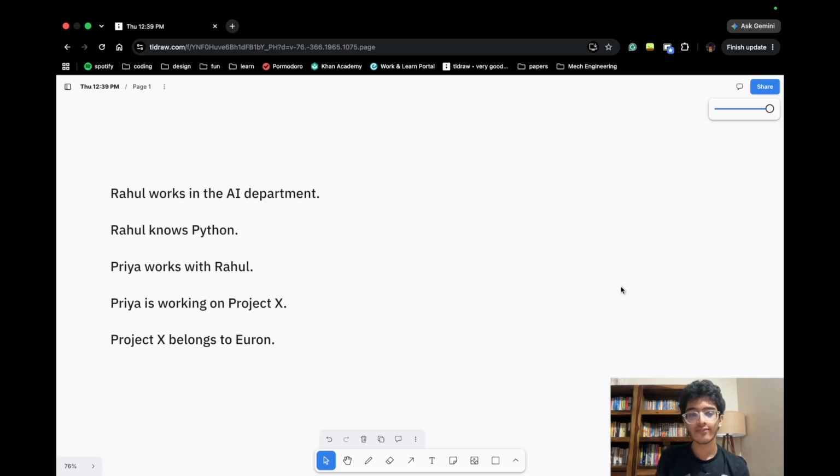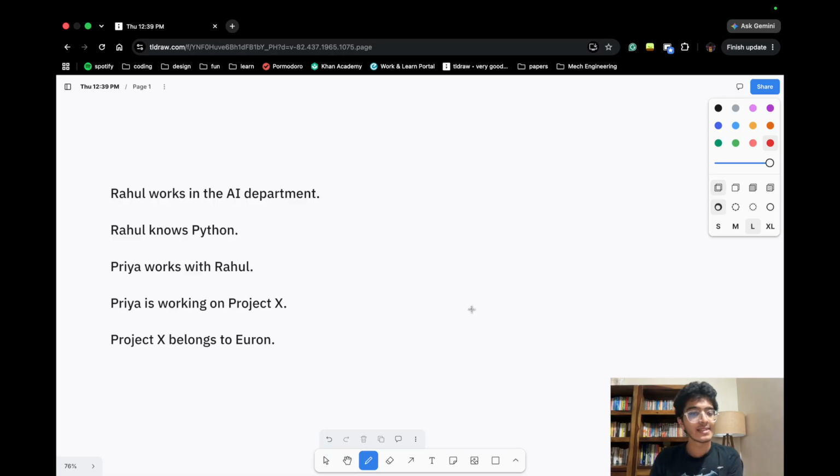So here we have 5 statements, 5 facts on the screen. First one: Rahul works in the AI department. Rahul knows Python. Priya works for Rahul. Priya is working on Project X, and Project X belongs to Iran. 5 simple sentences. A person, their skill, their department, their colleague, that colleague's project, and who the project belongs to. Nothing complicated here on purpose. I want the difference between these two approaches to be about the method, not about complicated data.